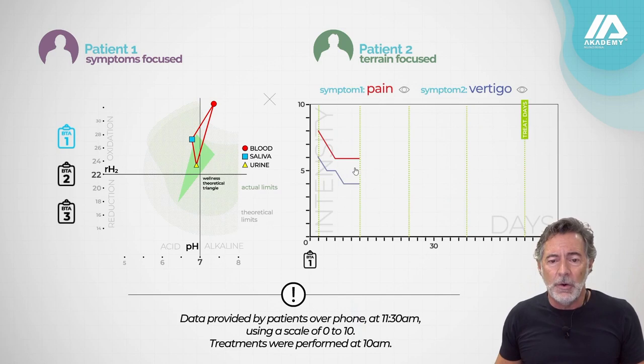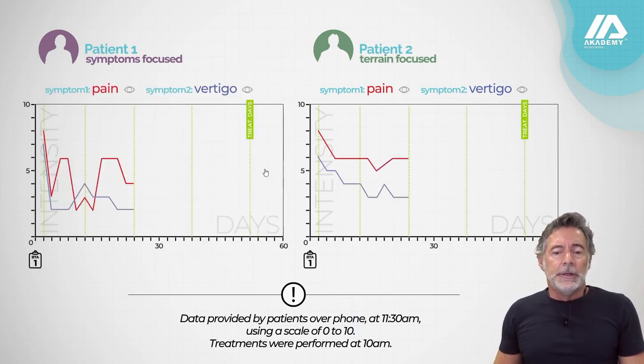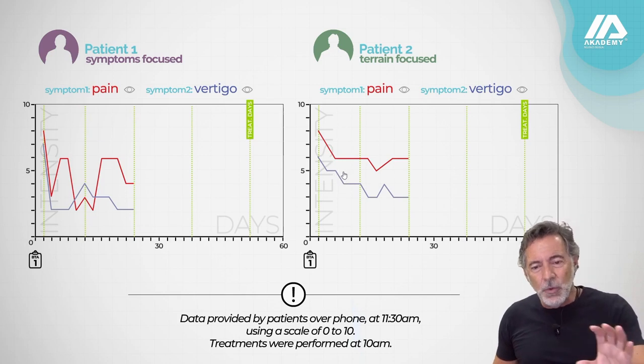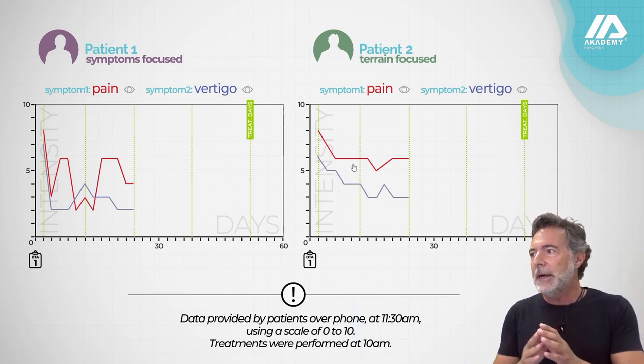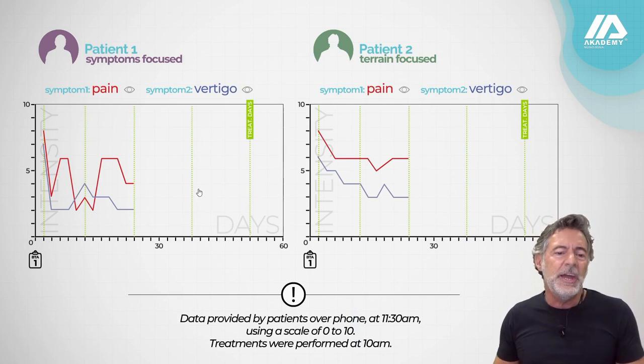So let's see now the second. Let's compare now. Look, here the flow is more constant, not so good. Here we have down, down, down, up, down, up.